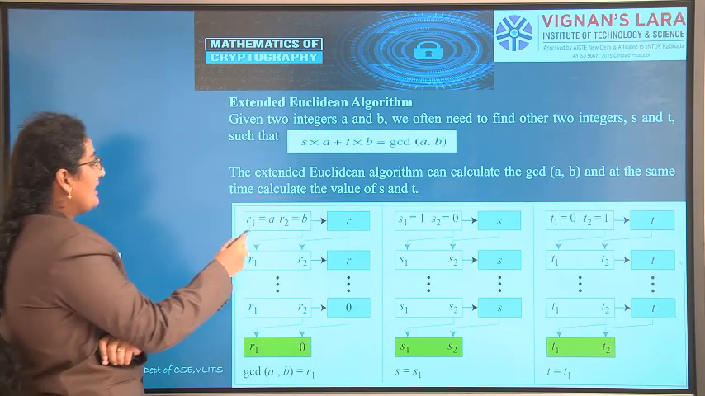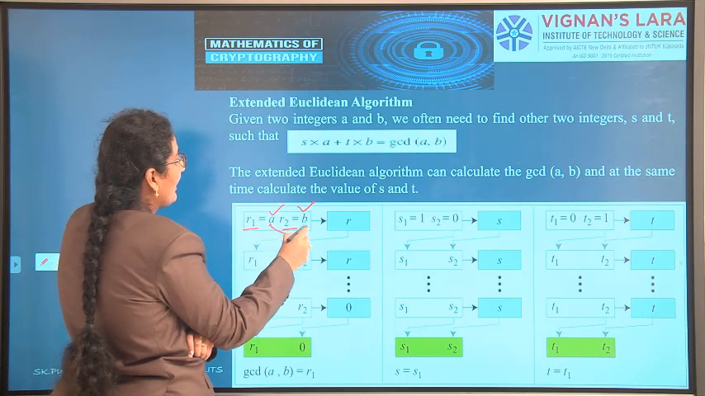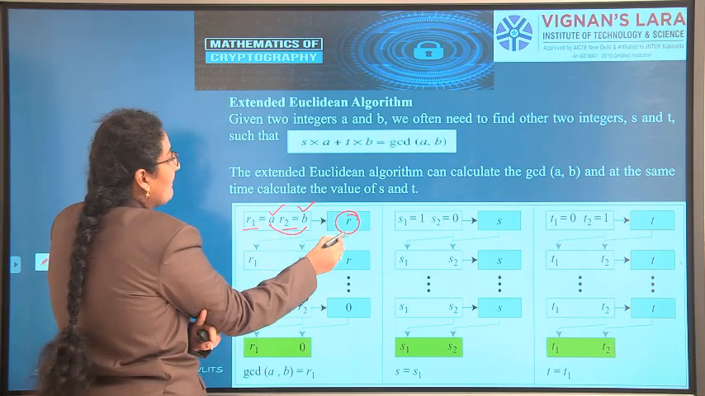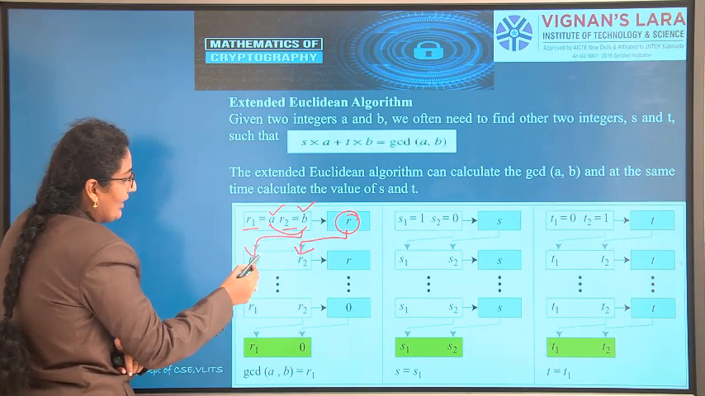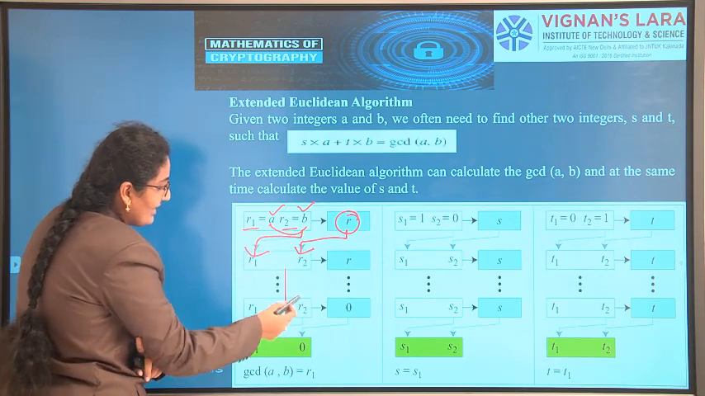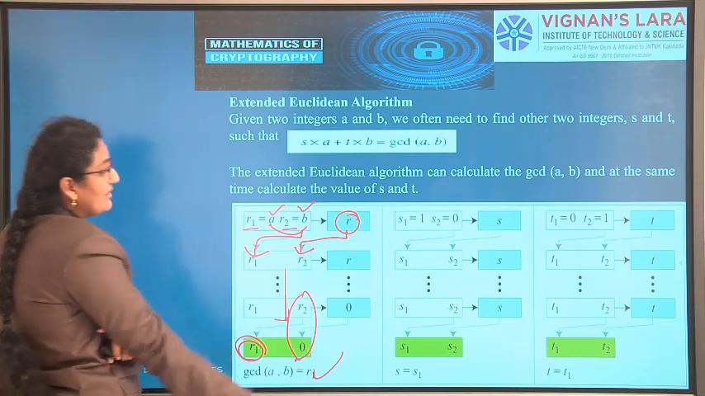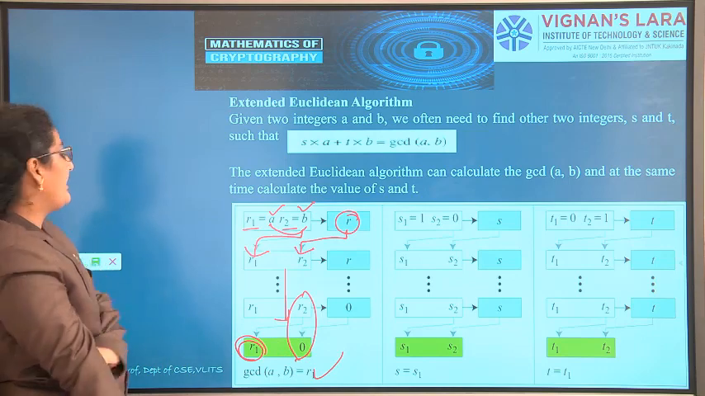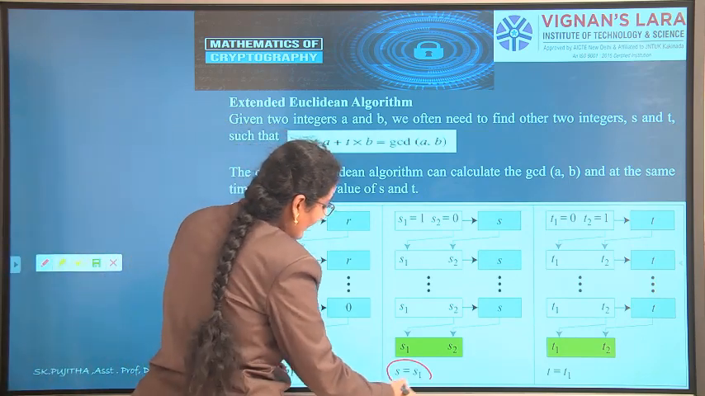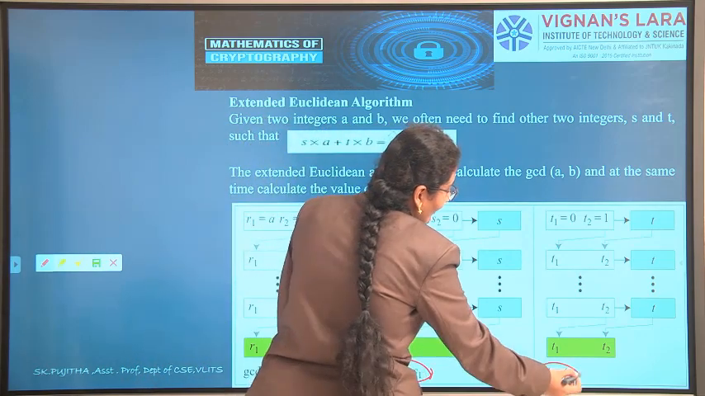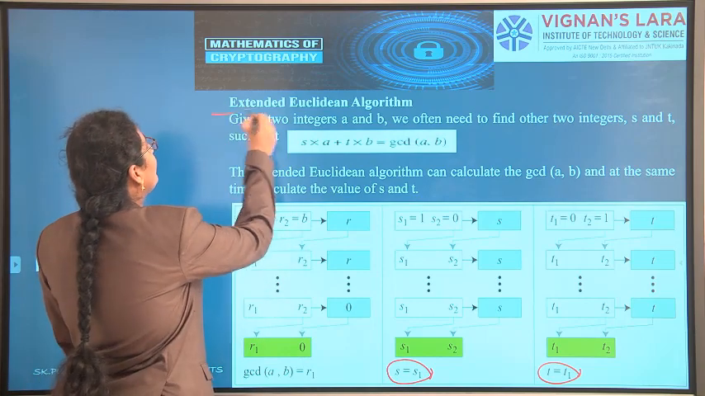See, initializing a and b values to r1 and r2. When dividing a and b, getting remainder r, passing this remainder r value to r2 and passing this r2 value to r1, continuing this process until r2 is 0 and our GCD of a comma b will be r1. This is exactly Euclidean. So what we have to do? We have to find s value, we have to find t value. These are the two additional things we need to do in extended Euclidean algorithm.